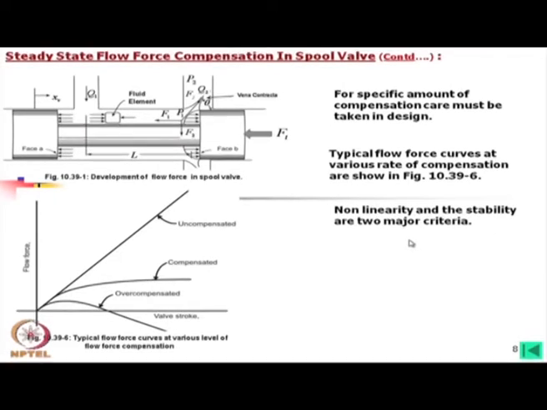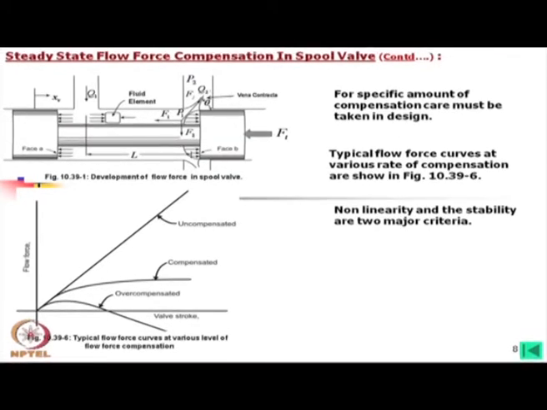Nonlinearity and stability are two major criteria. Now, nonlinearity we understand, say for example, when it comes, what we will find is that the force is not always constant, it is varying, again not linearly varying. Then controlling of such force will be difficult. I mean, nonlinear control we have to introduce. And stability is another point.